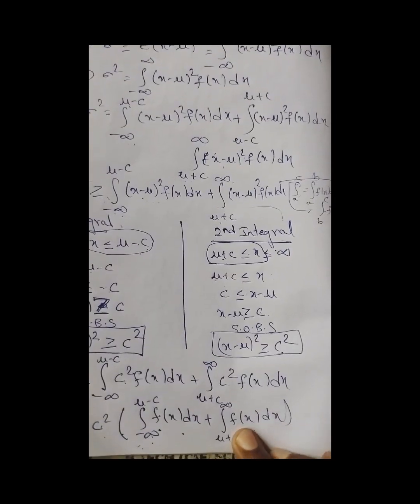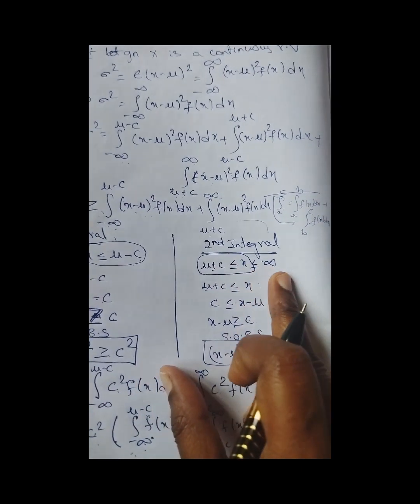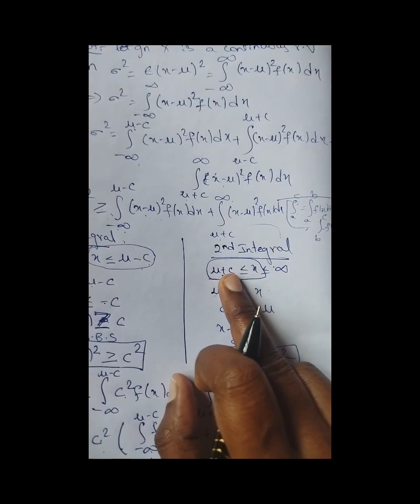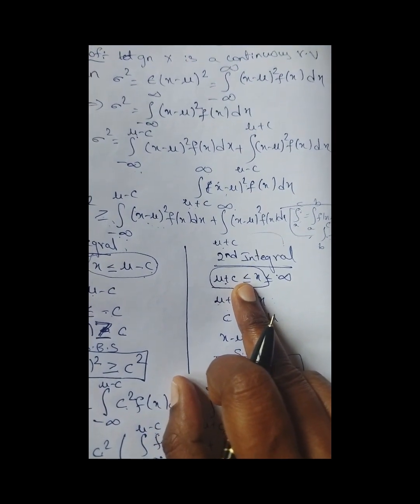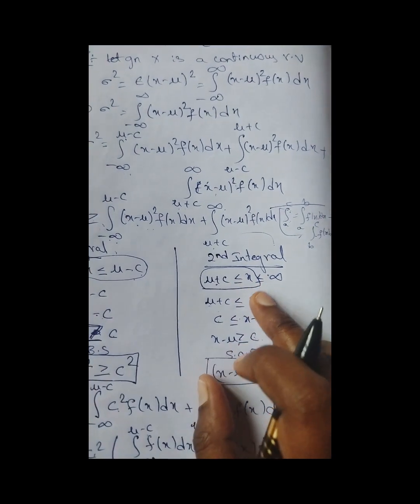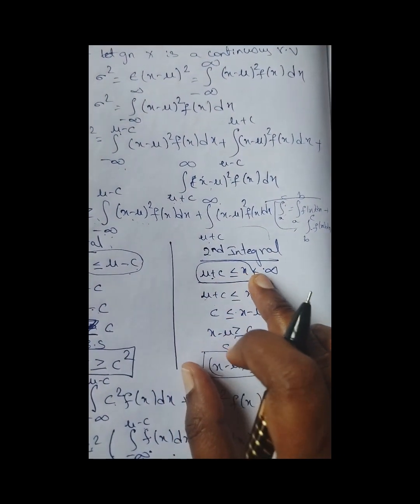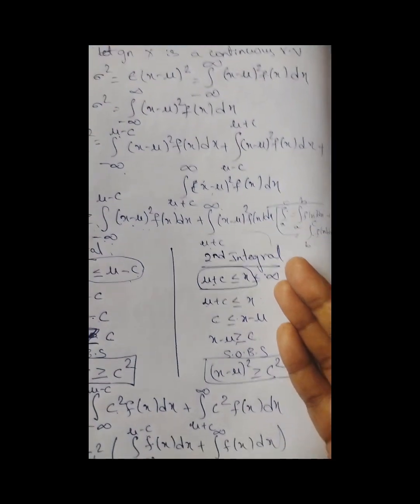in the second integral, you will be getting probability of mu plus c less than or equal to x less than or equal to infinity. So this also we can write in the same way, probability of mu plus c less than or equal to x. This can be written as probability of x greater than or equal to mu plus c. Mu plus c less than or equal to x, or x greater than or equal to mu plus c, both are the same. So let us write in that format only.